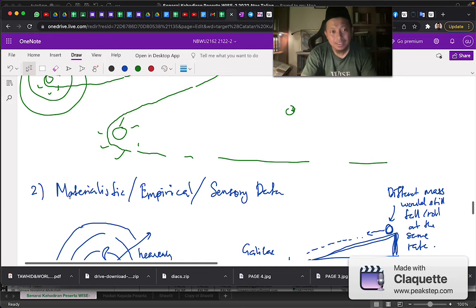Okay, so this is what we mean by materialistic, meaning it suppresses metaphysical claims to focus on the material claims, the materiality of things that is detectable through our sense perception. And since it's detectable through our sense perception, it's measurable. Since it's measurable, it can be put into mathematical formulation.